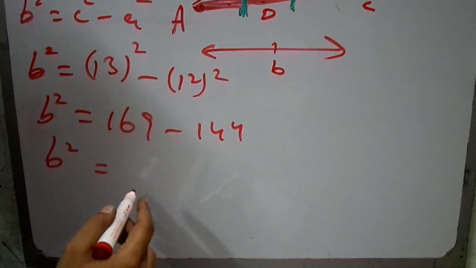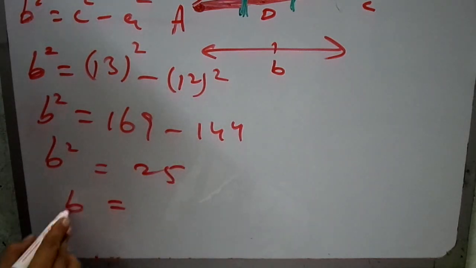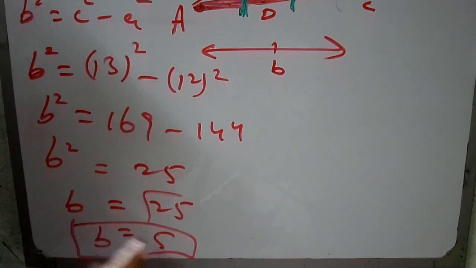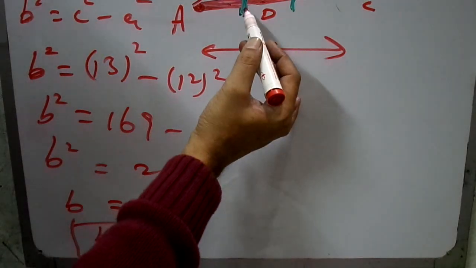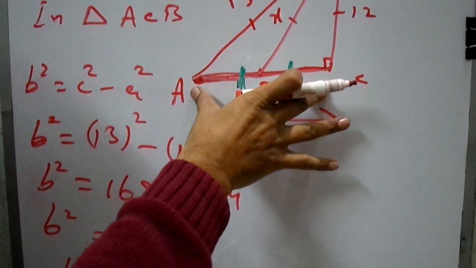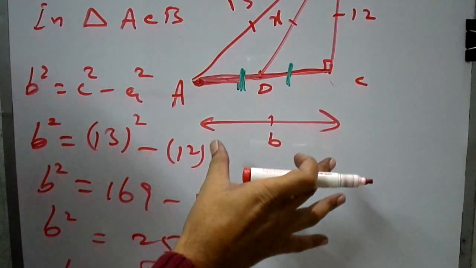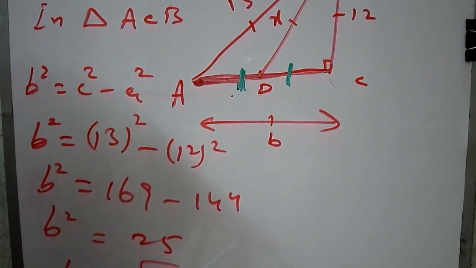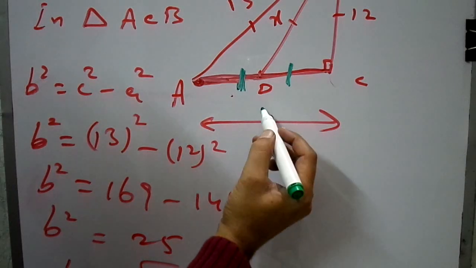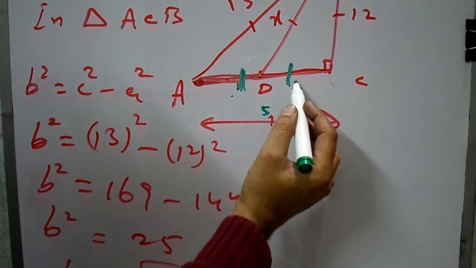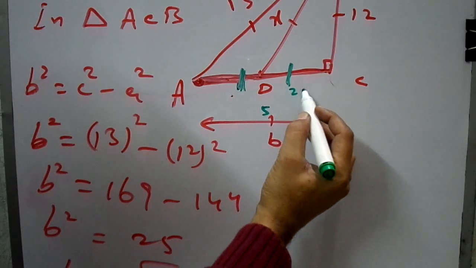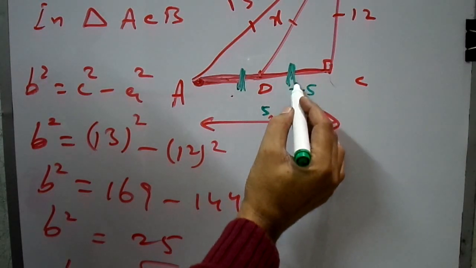So subtracted, you will get 25, so the value of B is 25 under root, 5. So the value of B is 5. But you don't need the full 5, because these both are equal, so it means 5 divided by 2, you will get 2.5 only for this side.